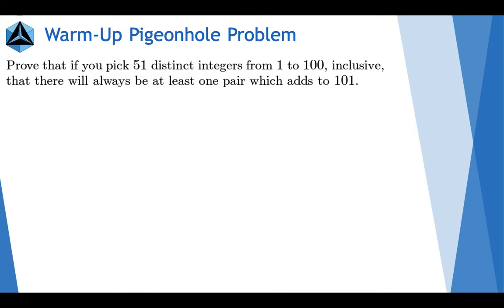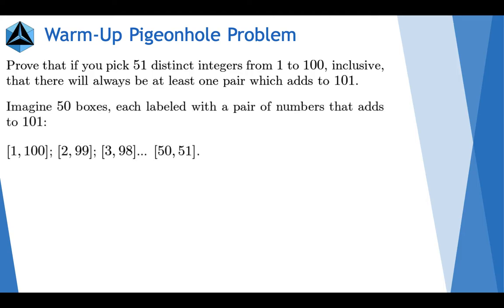Okay, so this is our warm-up problem. Prove that if you pick 51 distinct integers from 1 to 100 inclusive, you'll always have a pair that adds up to 101. Alright, so if you imagine 50 boxes, each labeled with a pair of numbers that adds to 101, one box that says 1 and 100, one box that says 2 and 99, one box that says 3 and 98, until you get to the final box, which says 50 and 51.